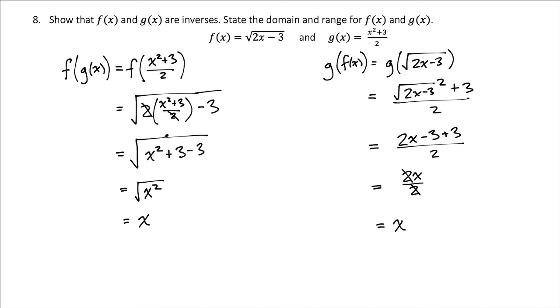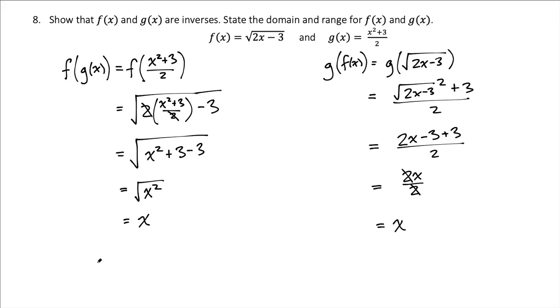So both of these compositions give us back x, and that verifies that our two functions are inverses. Now, the domain and range for these are very important, because they are really only inverses as long as we match up the domain of one to the range of the other, and vice versa. So, well, f we can see has a specific domain.